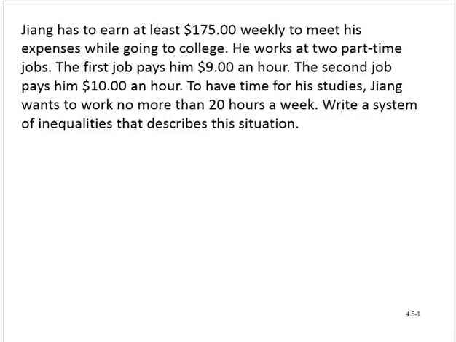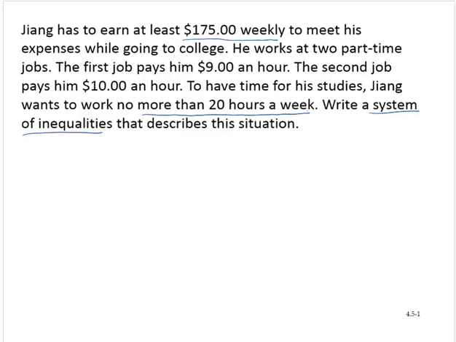So it asks us to write a system of inequalities, which means we're going to have more than one inequality. And if we look at the information given, we see that there are 2 distinct situations. First, we have this weekly amount of money that we have to achieve, but also we want him to work no more than 20 hours per week.